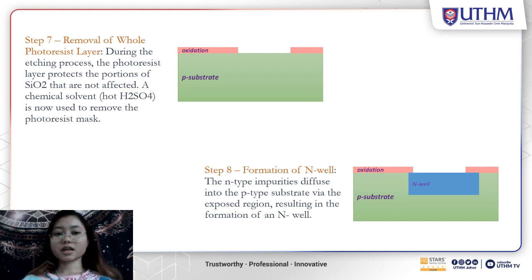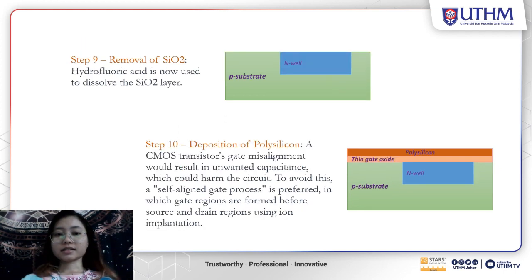During the etching process, the photoresist layer protects the portions of SiO2 that are not to be affected. A chemical solvent, hot H2SO4, is now used to remove the photoresist mask. Step 8 is formation of N-well. The N-type impurities diffuse into the P-type substrate via the exposed region, resulting in the formation of an N-well. Step 9 is removal of SiO2. Hydrofluoric acid is now used to dissolve the SiO2 layer.